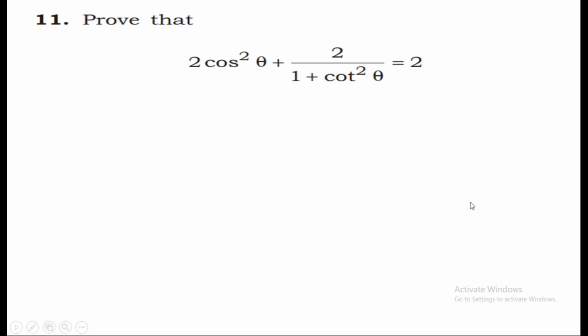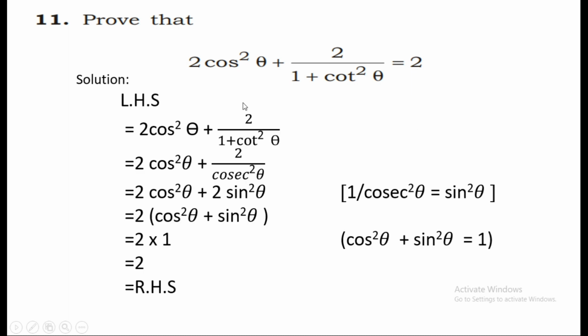This one, prove that 2 cos square theta plus 2 by 1 plus cot square theta equals 2. So this is also very easy. We'll take the left hand side: 2 cos square theta plus 2 by 1 plus cot square theta. According to the formula, 1 plus cot square theta is cosec square theta. A formula you have to remember. 1 plus cot square theta is cosec square theta.